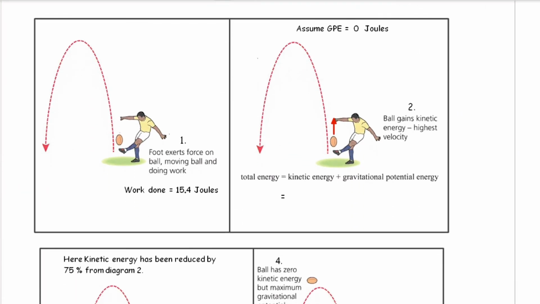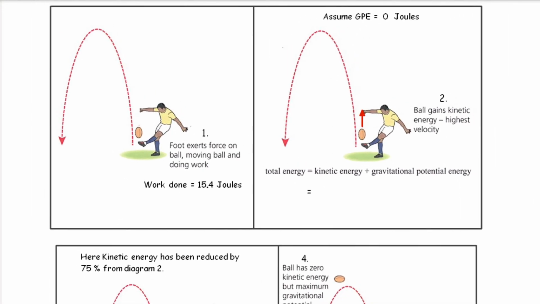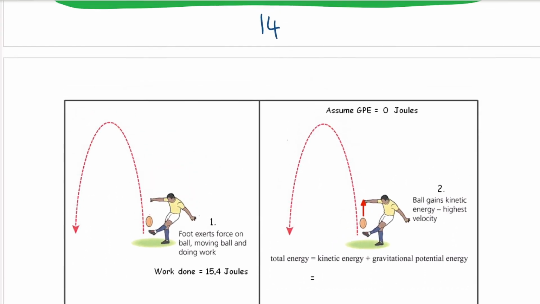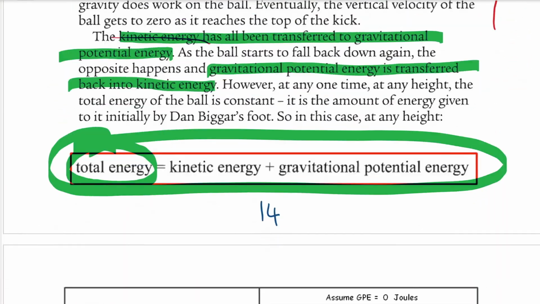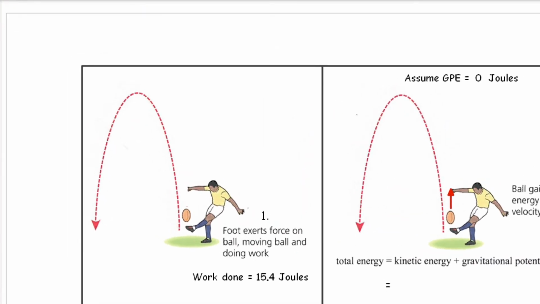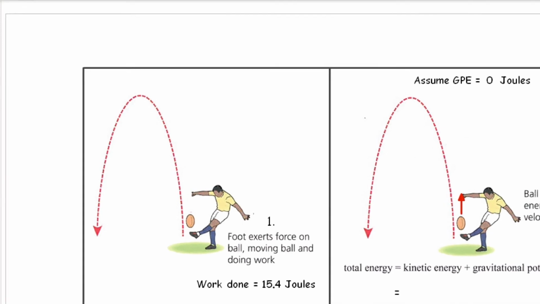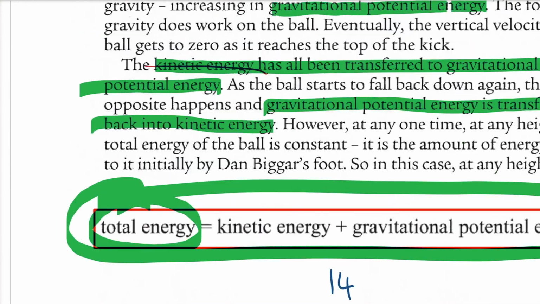So let's look at this then. Work done. I'd like you to just annotate the paragraph above with the different numbers from here. So this is picture one. Picture one, foot exerts force on a ball, moving the ball and doing work. So that would be right at the start here.